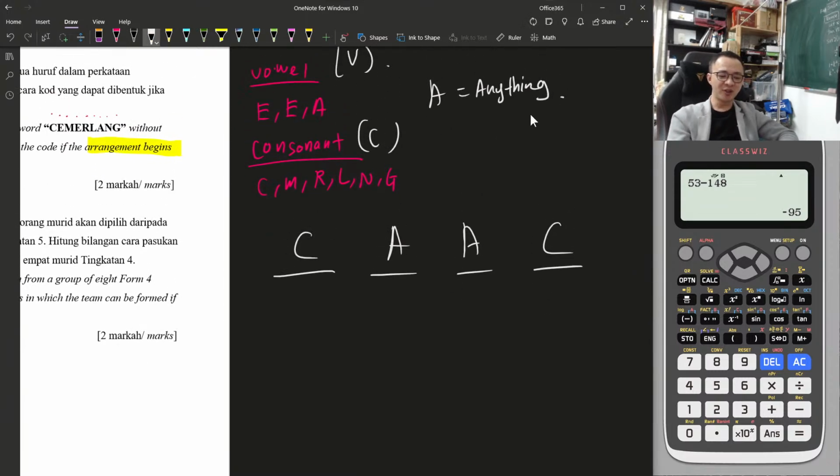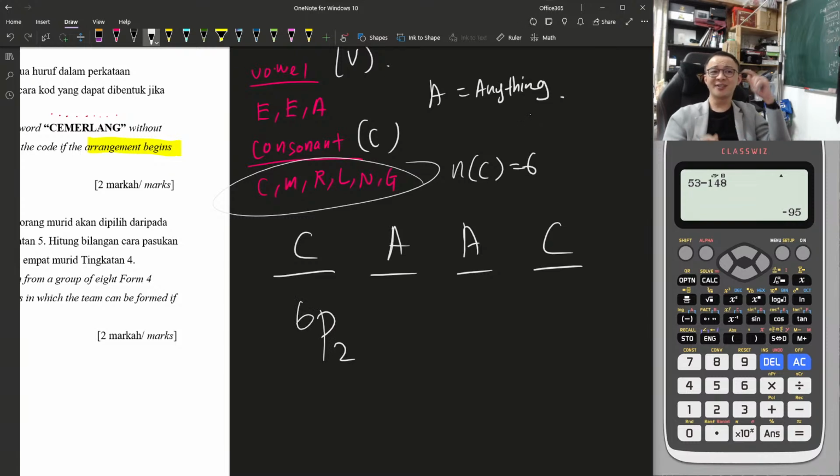Therefore, because they want consonants, how many consonants do I have? The number of consonants is 6. I want to choose any 2 here, so I will just do 6P2. 6P2 means I have 6 consonants, I choose 2, and at the same time I arrange them. That means it already includes both of them swapping places.